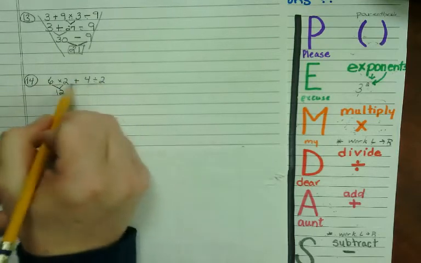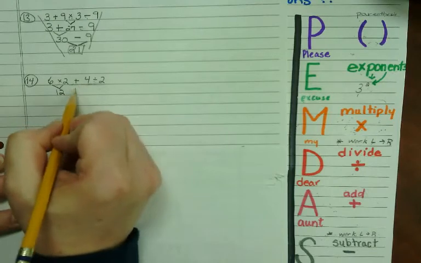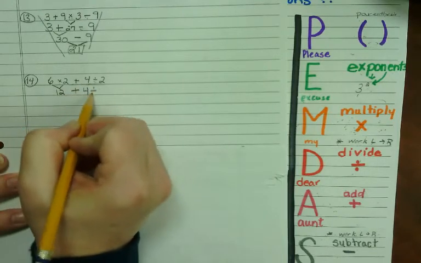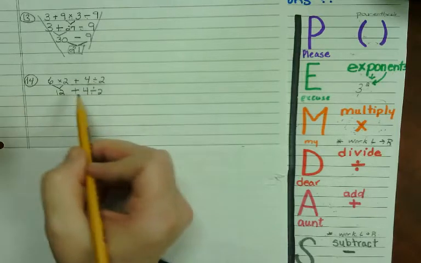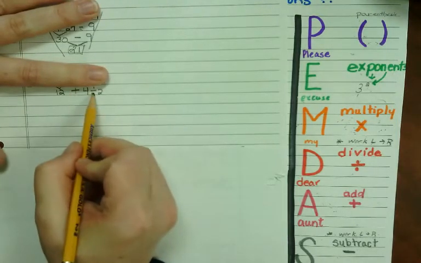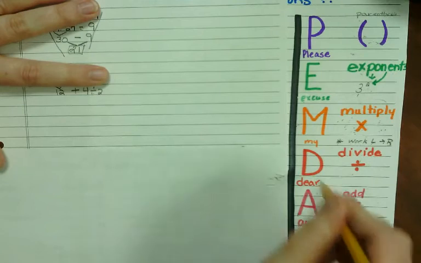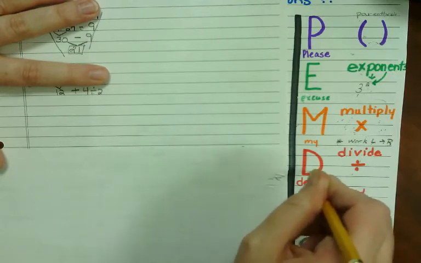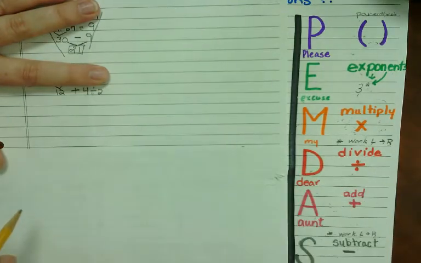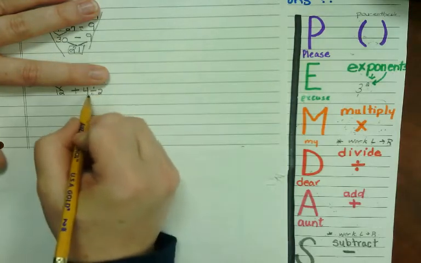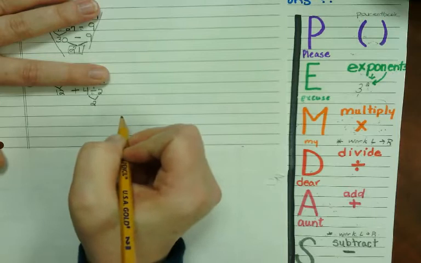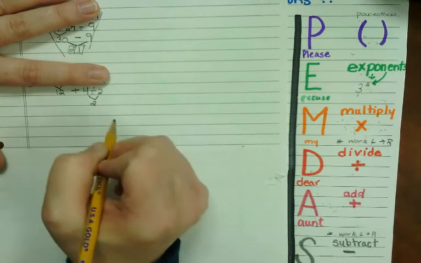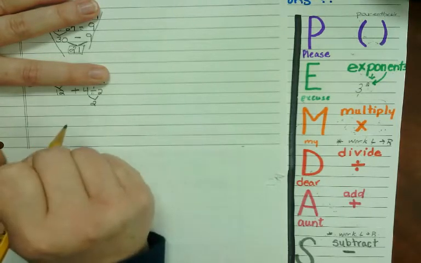Bring down what we didn't use. Plus 4 divided by 2. So now we have addition and division. Division comes first. So 4 divided by 2 is 2. If you have trouble with division, use your calculator.